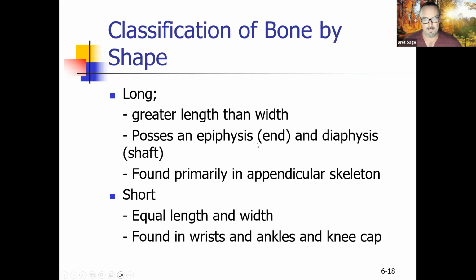They possess an epiphysis and a diaphysis shaft. So there's usually two epiphyses, one on either end, and the shaft in the middle. You find this primarily in the appendicular skeleton, which is arms and legs. Short bones have equal length and width. These are approximately cube-shaped. We find them most often in the wrists and ankles.